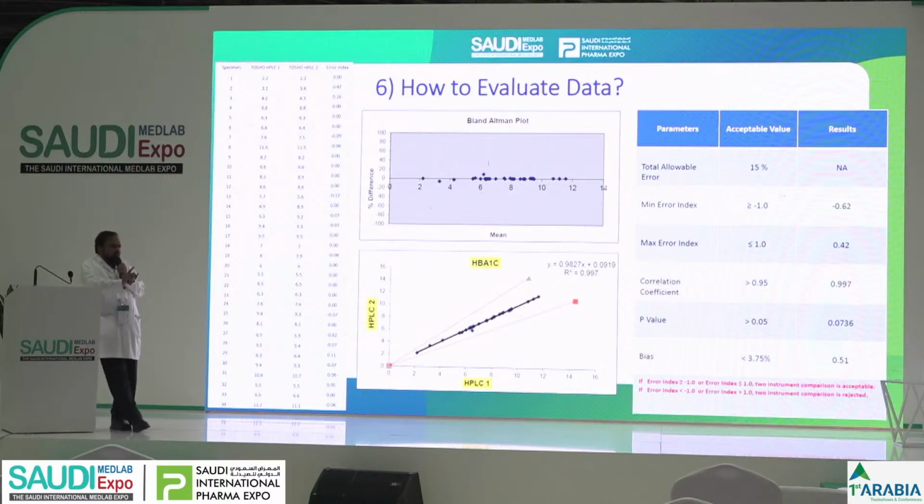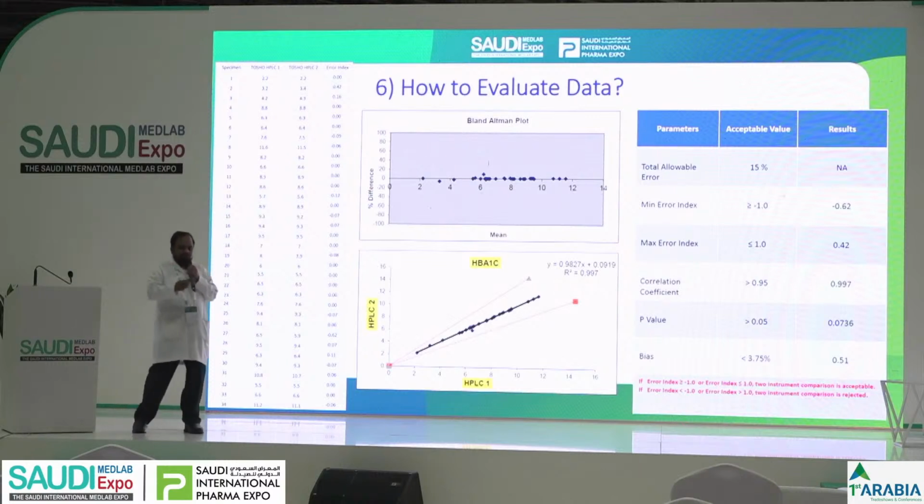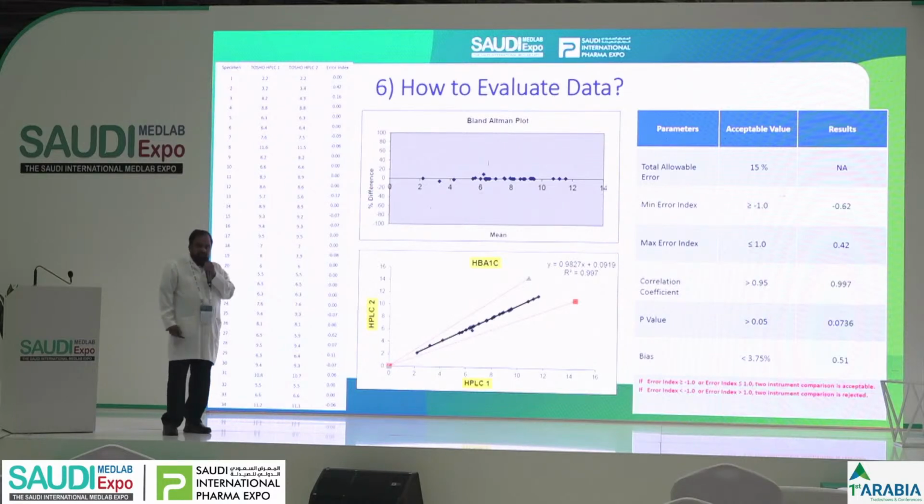For all of the method comparison validation, we must know one thing, which is in the first line, the total allowable error. If we do not know the total allowable error, we are wasting our time. No comparison validation can be done without the total allowable error: how much error we can accept. Where to get it? Go to Google. Google is the sheikh for everything. He will give you the answer for everything.